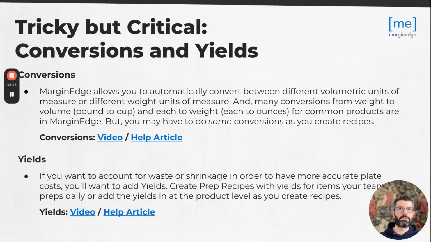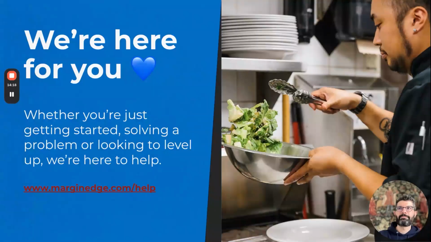The best thing to do there would probably be to create a prep recipe for portioned salmon where you can account for, hey, the output of that would be 15 servings of salmon fillets. And then the input, the ingredient on that would be one whole salmon. So again, there's a more detailed video, but just be aware that yields exist and they can be handled in two different ways in MarginEdge.